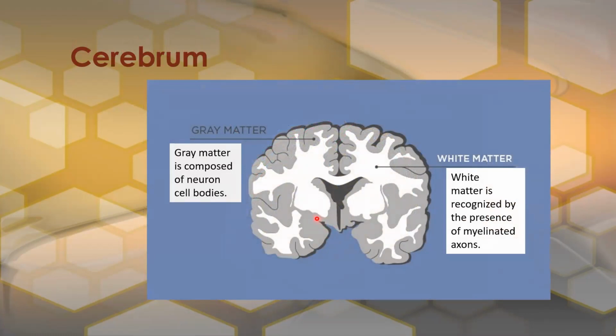What does the structure of the cerebrum look like? It consists of the gray matter, the outer layer, and the inner layer, which is the white matter. The gray matter is composed of the cell bodies of neurons, while the white matter is recognized by the presence of myelinated fibers.